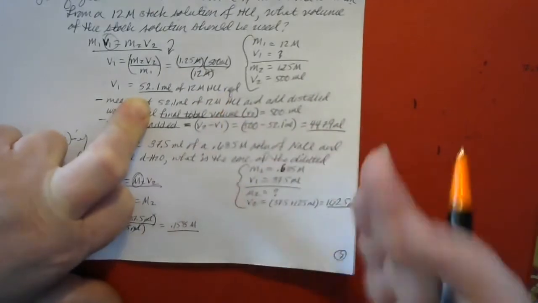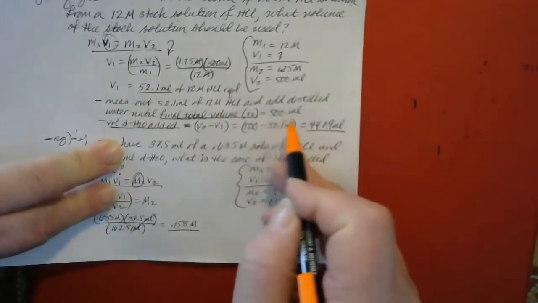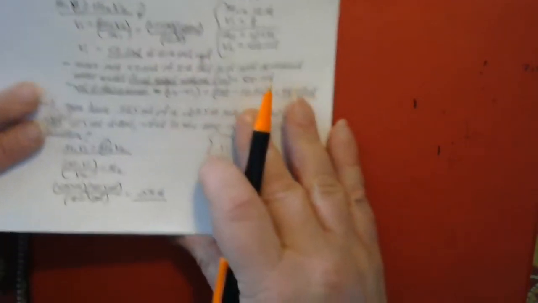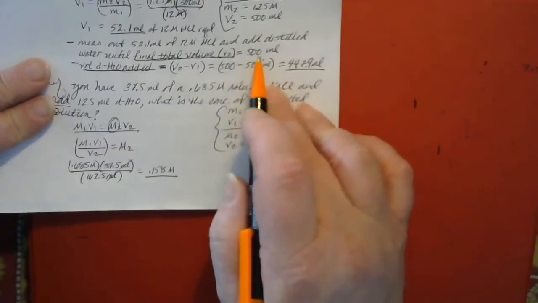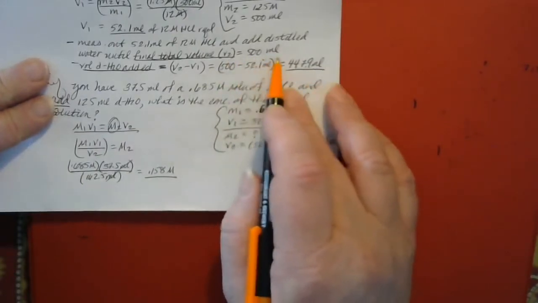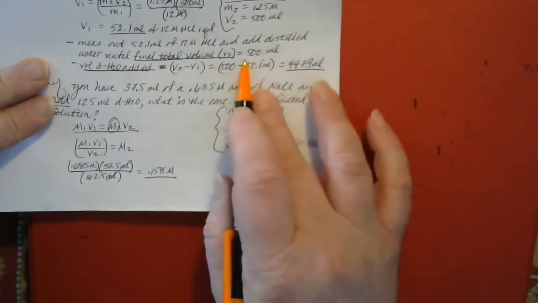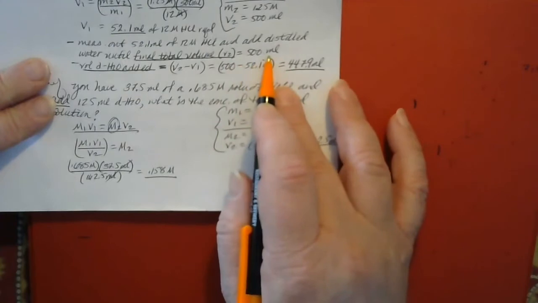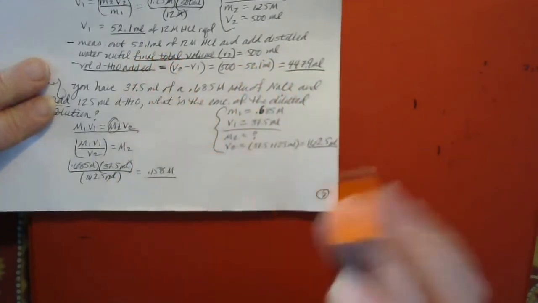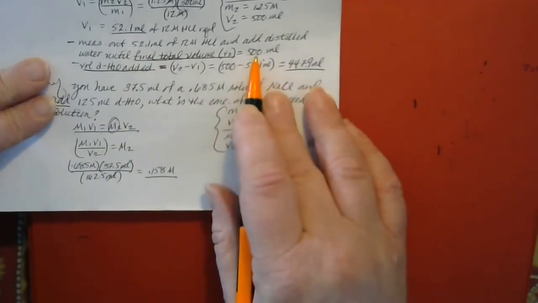And then I would have to add distilled water to that until the total volume is 500 milliliters. It's important to remember that V2 is the total final volume of the entire solution. V2 is not the amount of water that you need to add in order to make the dilution. It's the total final volume. So I take the 52.1 milliliters of acid and add water to it until the total volume is 500 milliliters.